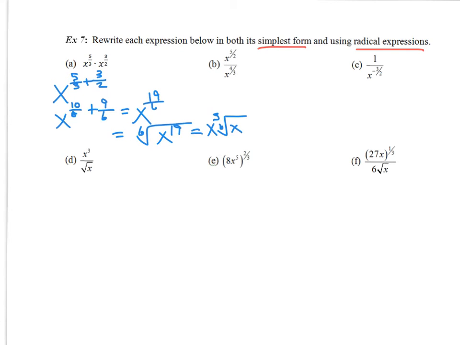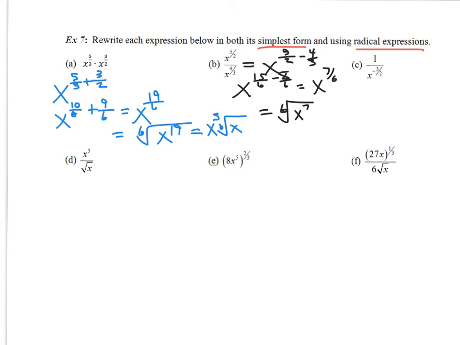For the division problem next to it, we know that when we divide, we subtract exponents. So 5/2 minus 4/3. Go ahead and find your common denominator. I think it's 6 again. So 15/6 minus 8/6. So that's giving us x to the 7/6. So that's in simplified form as an exponential. As a radical, this would be equivalent to the 6th root of x to the 7th.